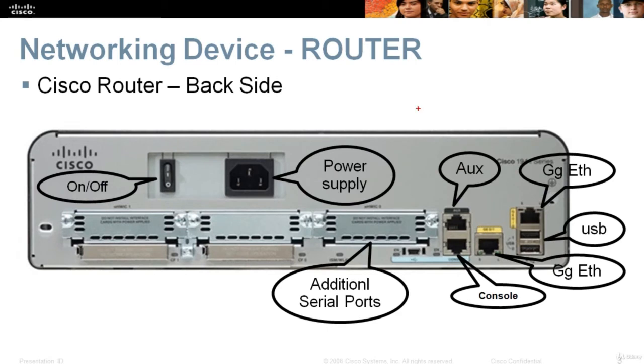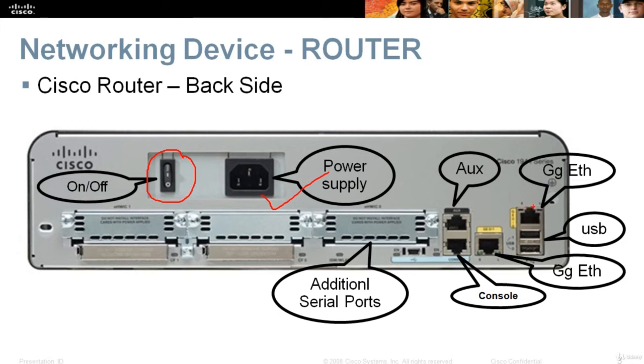It is the backside of a router. So now we see what the major components available on the backside of a router are. First we start from the power supply. We have to provide the power supply to the router. Then we have one on-off switch. If you want to restart the router, then you can use this switch.